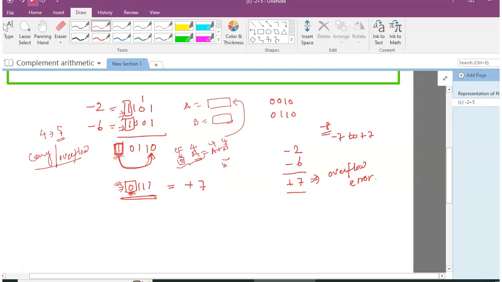So at the time of taking our answer, we will take the answer along with the carry flag. Here we have either 0 or 1. Here we have the remaining 4 bits. So carry is necessary. Overflow indicates error. Carry doesn't indicate error. Carry is part of the answer.